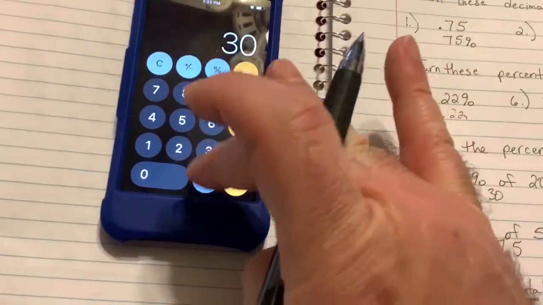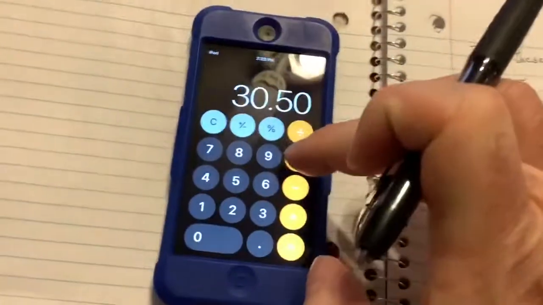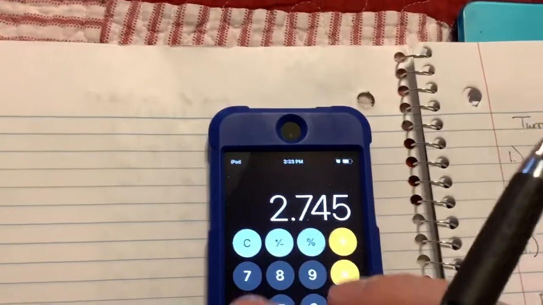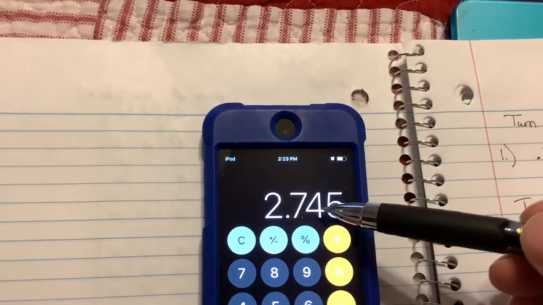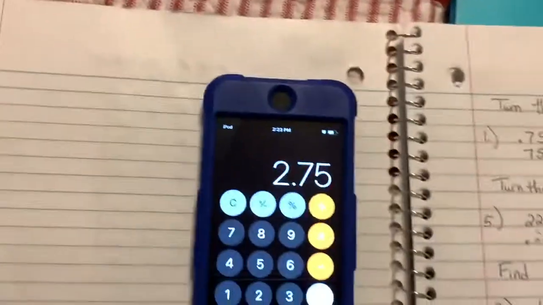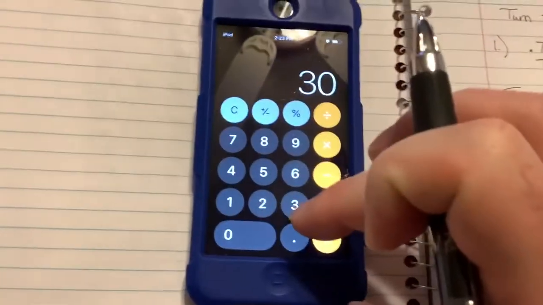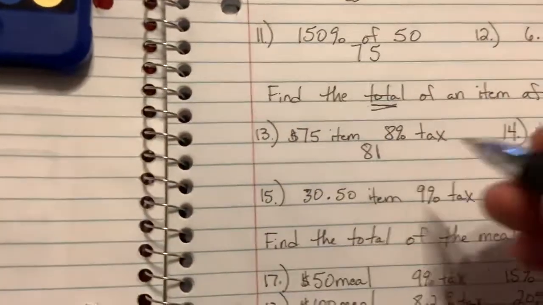So this item here is $30.50. Okay, and the tax is 9%, so times 0.09. And that's going to round up to $2.75. Okay, so because this is where our cents are, this is higher than 5. 5 or higher makes this go up to a 5. So $2.75 plus the $30.50 that it originally was. You get $33.25.